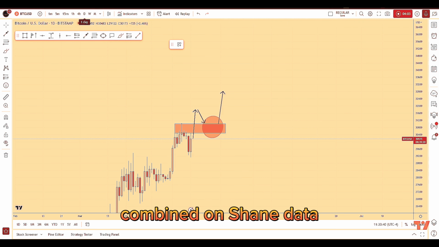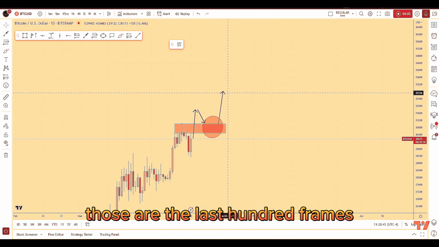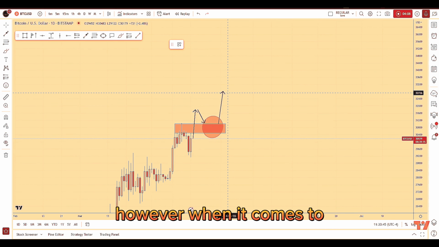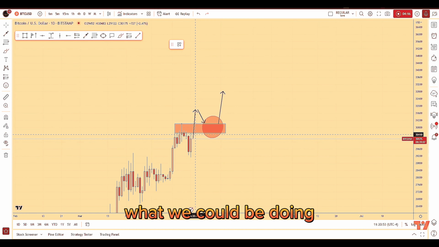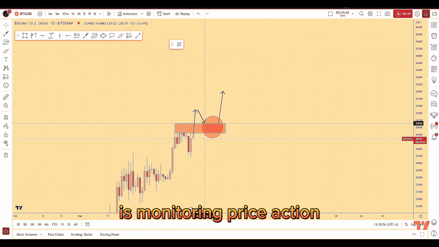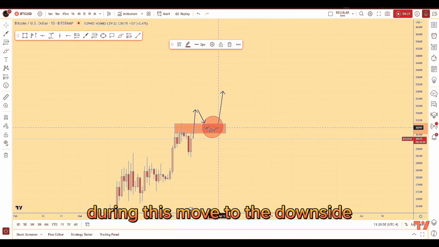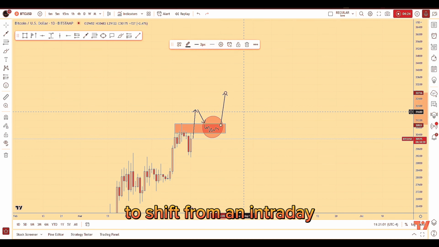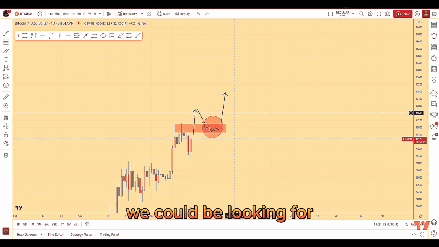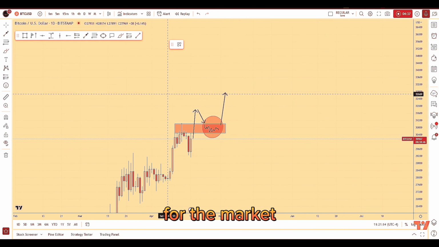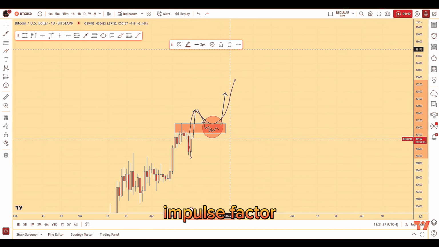The monthly, weekly, and daily, combined with the on-chain data, those are the best time frames from a directional perspective. However, when it comes to confirmations and entries, the best time frames are the intraday time frames, so 4 hour and lower. Therefore, what we could be doing, potentially also with students, is monitoring price action from an intraday perspective during this move to the downside, waiting for the market to shift from an intraday bearish market as we would have to an intraday bullish market. And if the market would shift from an intraday bearish to bullish market and provide to us one of our valid entries, at that point we could be looking for a potential rejection to the upside for the market to complete this impulse correction and impulse pattern to the upside.